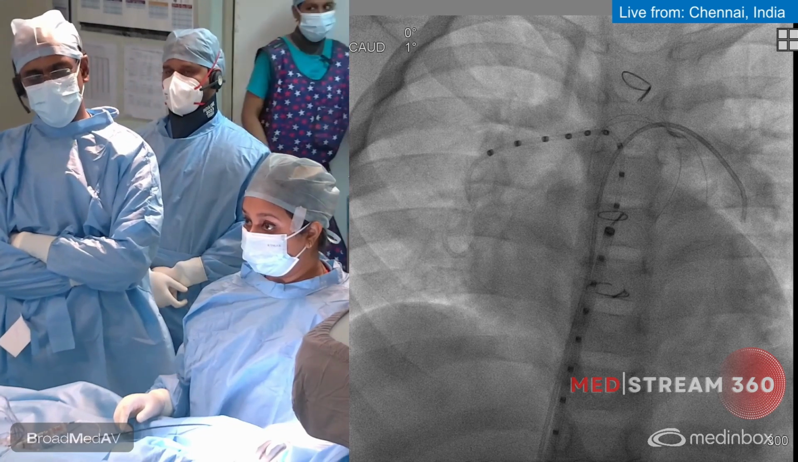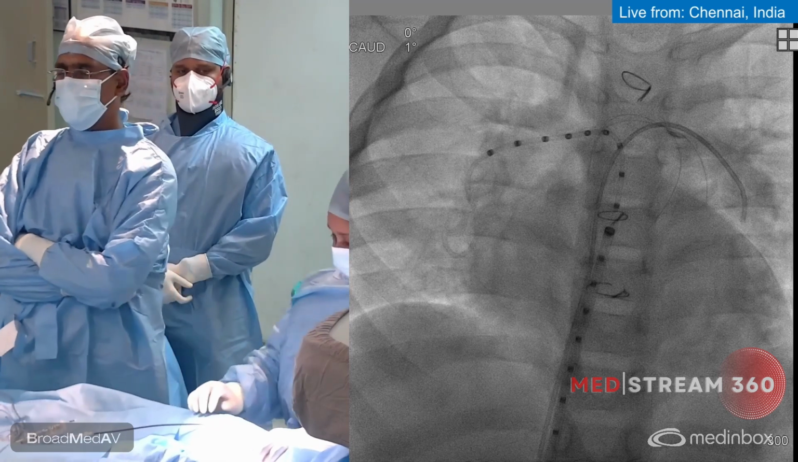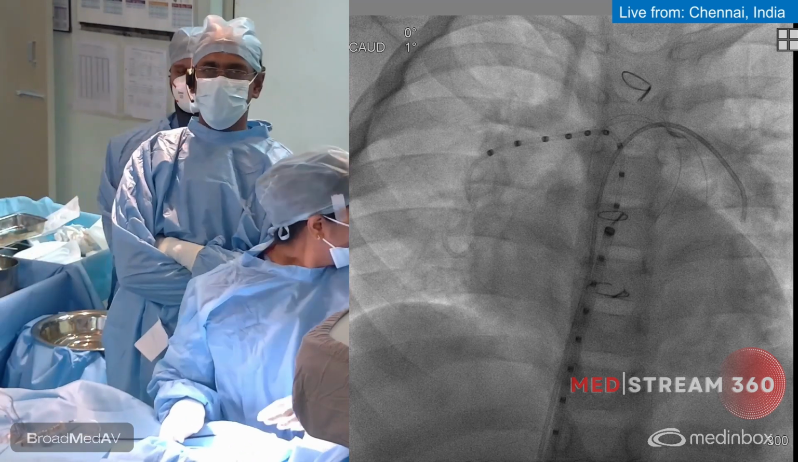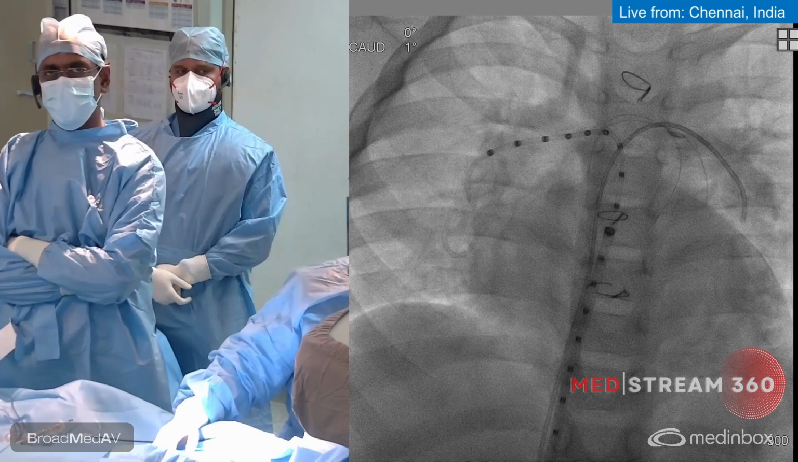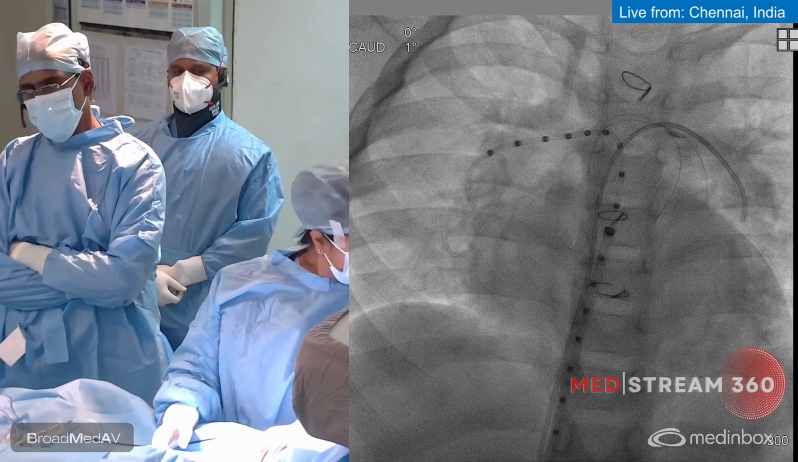And there was a doubt about a small residual ventricular septal defect, and hence we have taken an arterial line. So the arterial line is also in place for us to do an elective left ventricular angiogram if there is a need.